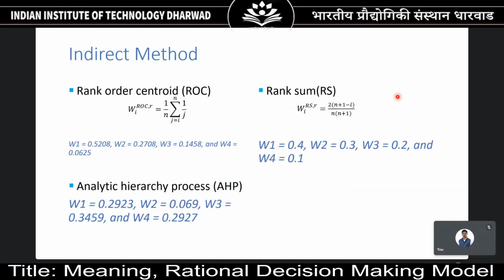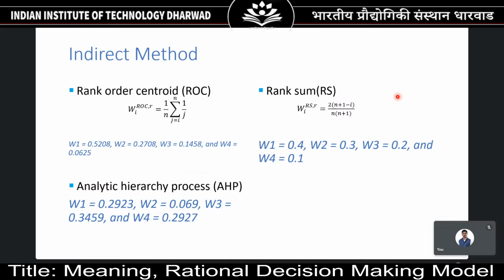So in that case, many methods have been developed, which are indirect methods: rank order centroid, rank sum, rank reversal. I have just taken one here. Just rank all the alternatives. Based on that, for example, we have taken an example of four alternatives, so in that case, four attributes.